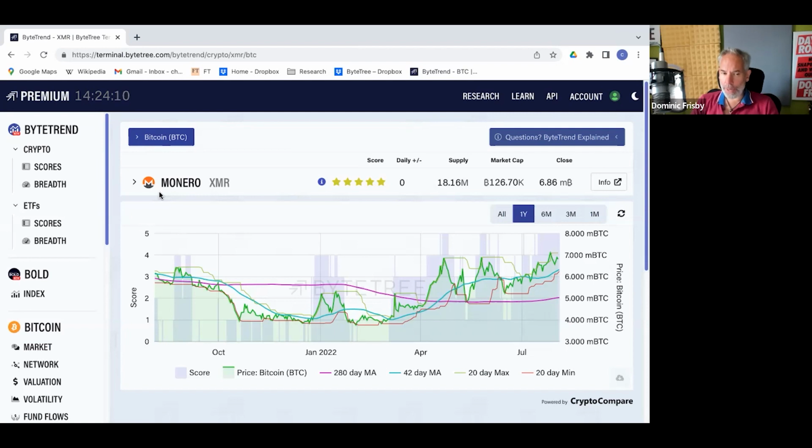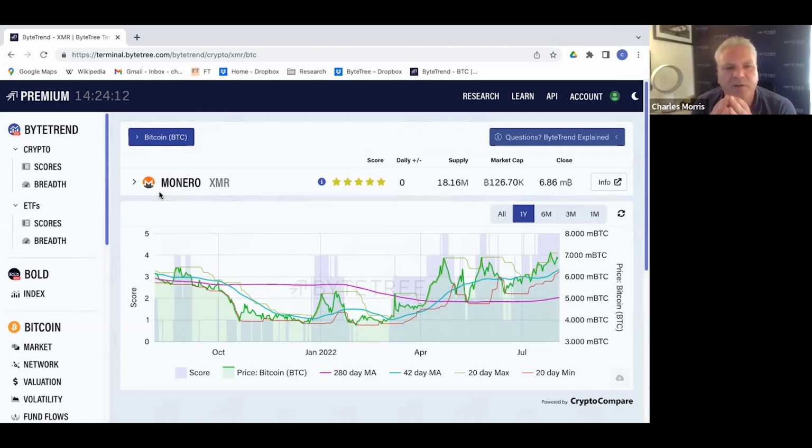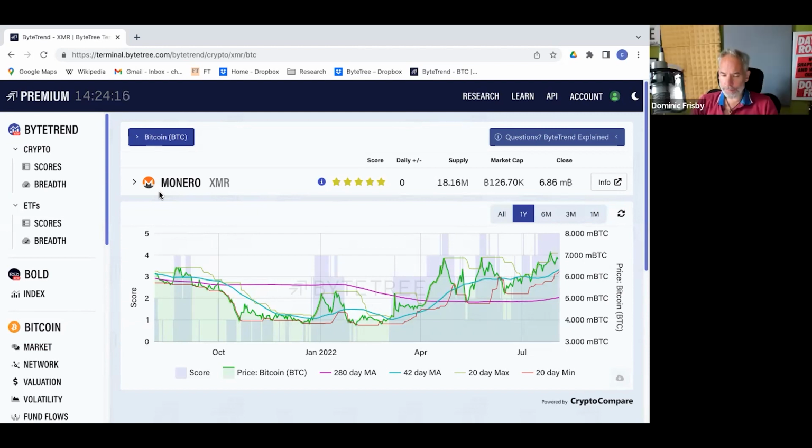So how does one buy Bytefolio? Oh, it's a model portfolio. You go and buy the coins yourself. But okay, it's a research publication.